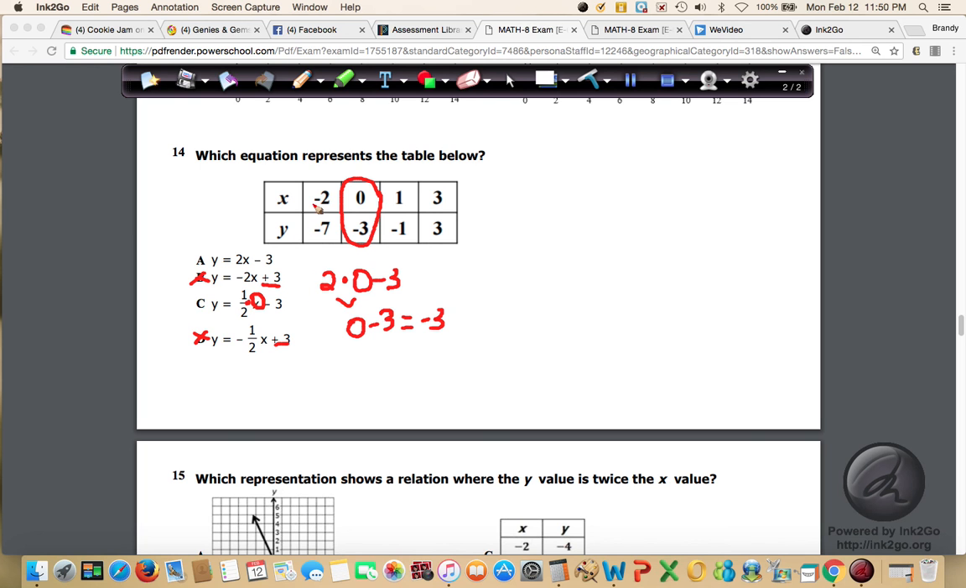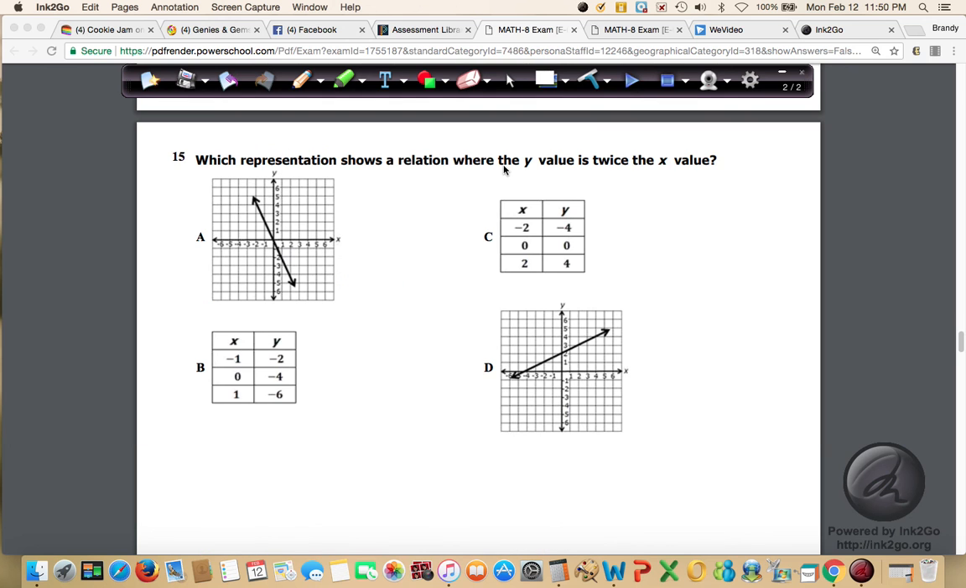I want you to go through, try the other 3 points. Let me get my little eraser here. I want you to try your other 3 points on A and on C and see which one gives you the answer. Do your math, write it down so you get credit for showing work. Pause the video while you do it, and then move on to the next question.